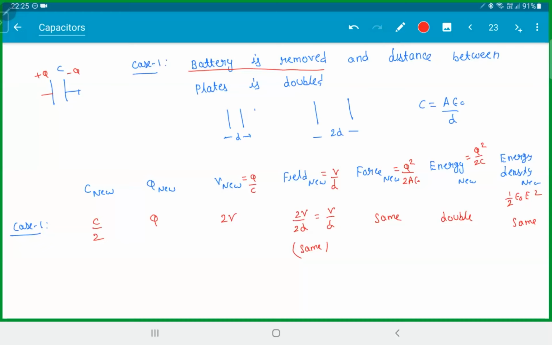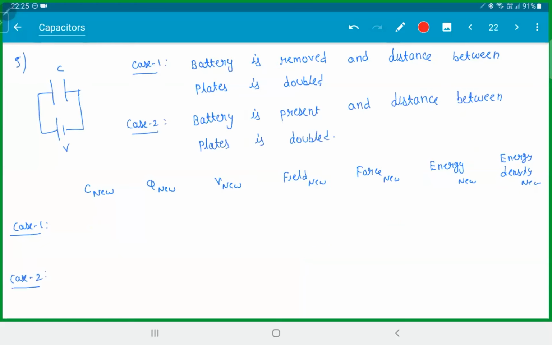Now using this, I want you to do the same thing for case 2 also. First, any doubts on this, please ask. Clear? Now, can you try case 2? Case 2, the battery is present and the distance is doubled. So remember this thing, whenever you remove the battery, charge is constant. Whenever the battery is present, voltage is constant, because a battery will always maintain a constant potential difference.